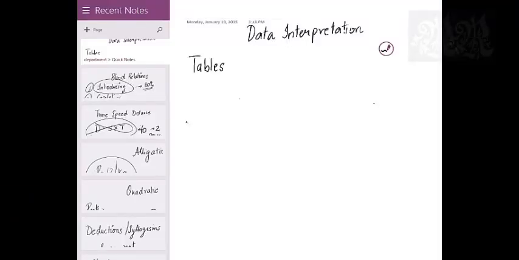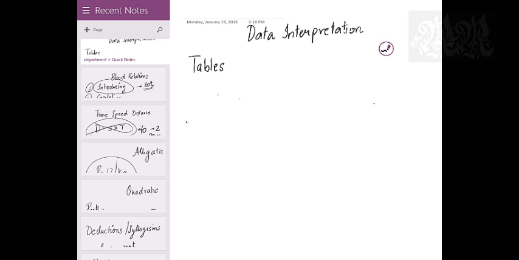So the first topic in data interpretation will be tables. Before we go into any tables or any pie chart or any line graph or any bar graph, let's just talk about addition first. Now, how would you add? Now, what kind of data do you have in data interpretation?